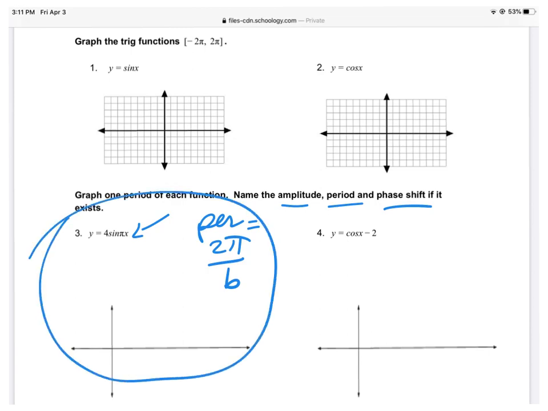It's a little too hard for you to graph right now, but you should be able to do 1 and 2 and 4. All right, that's your only homework for tonight.